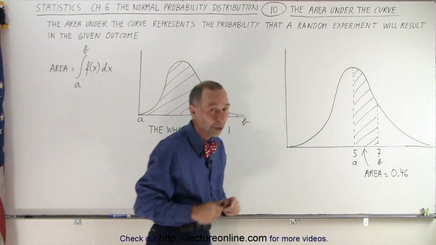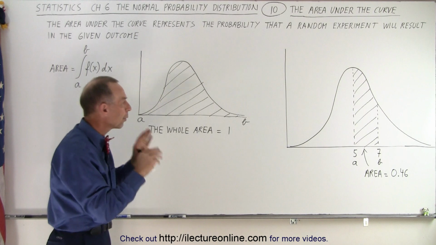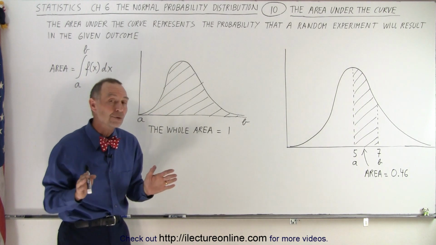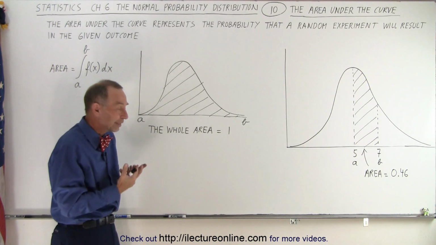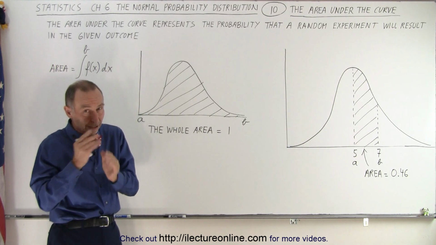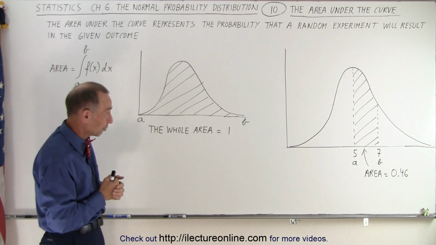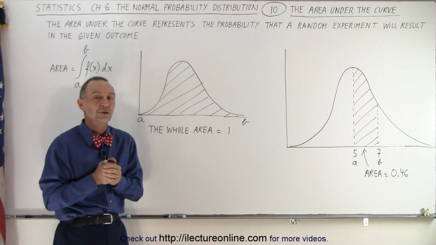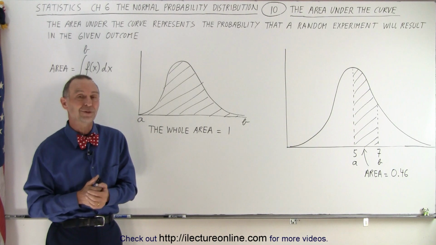And we're going to show you how to do that effectively without needing to do the difficult calculation. But at least now you have an idea of what that means: finding the probability underneath a normal distribution means we're going to find the area under that curve, and that is how it's done.